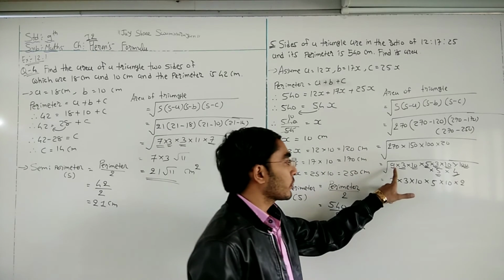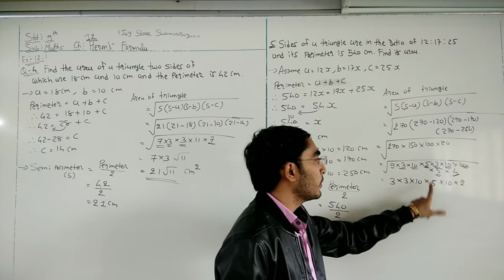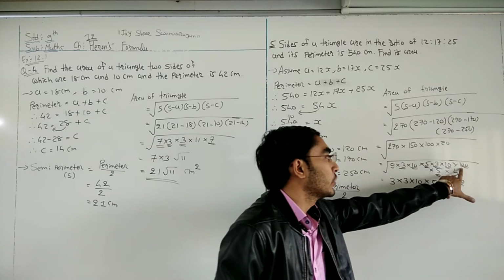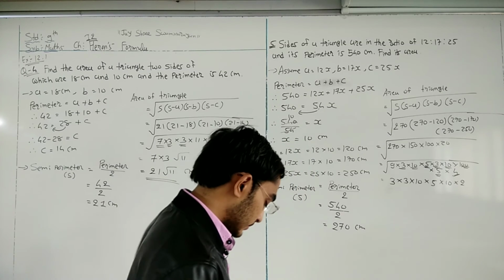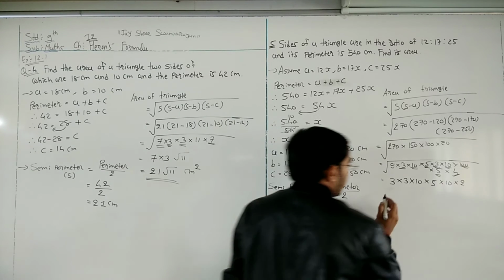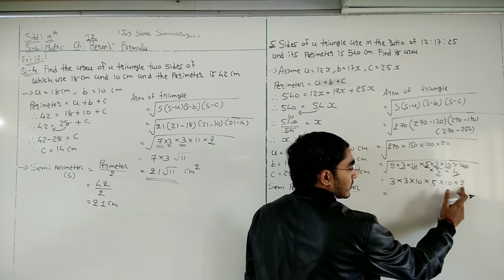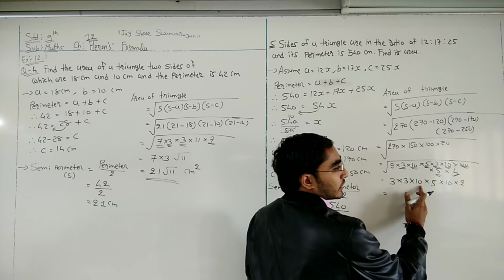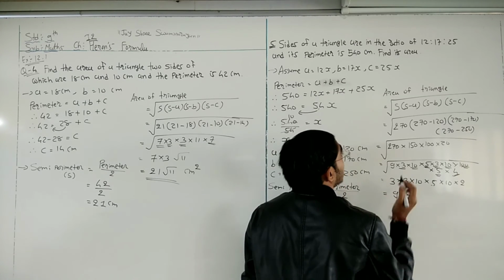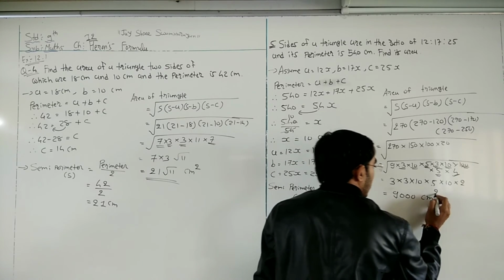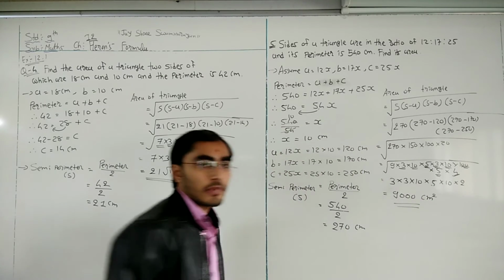Okay. Square root of 9, 3. 2 times 3, one time outside. 2 times 5, one time 5 outside. 2 times 10, one time 10 outside. Square root of 100, 10 and square root of 4, 2. Okay. Now finally multiplication process. 5 2s are 10. 10 into 10, 100. 100 into 10, 1000. 3 3s are 9. 9 into 1000, 9000 centimeter square. This is the answer.